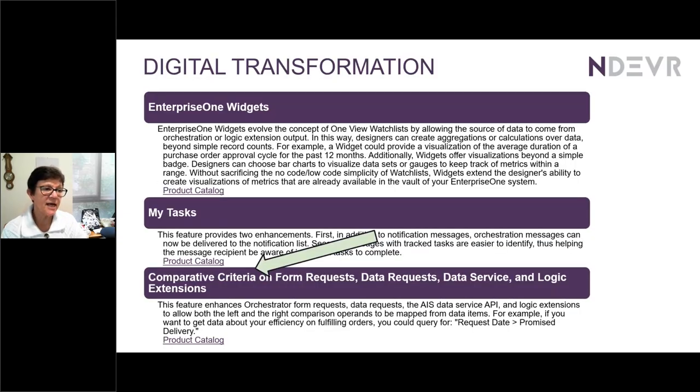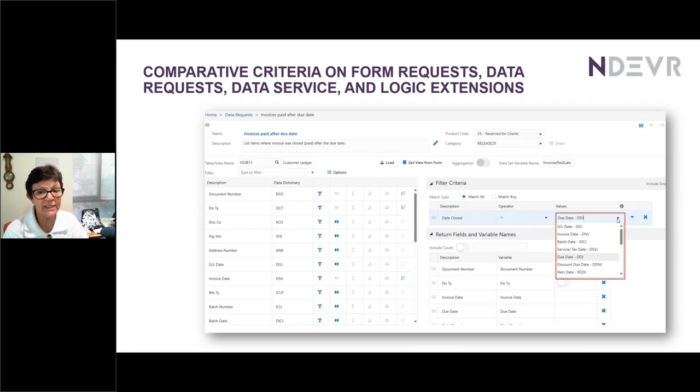Okay, this is one I'm quite excited about, the comparative criteria on form requests and so on. It's quite a small thing, but it makes a big impact. Now, well, I don't know if it was small. I presume it was quite a big thing to do. On a data request in Orchestrator, you can now map data items to compare against. For example, here you can say where the date closed is greater than the due date, or greater than the GL date, if you wanted to. You have the ability to pick a column from the table to compare.